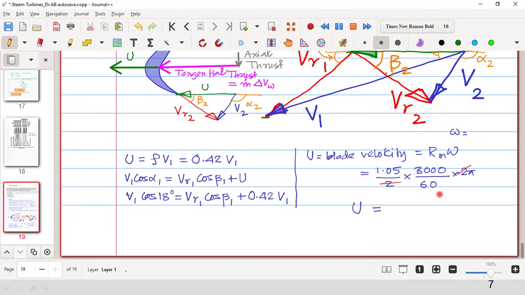So it is coming to be 52.5 pi meter per second. That is U. That is blade velocity. Okay.